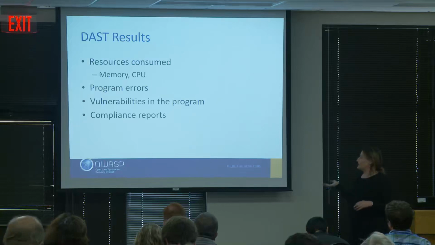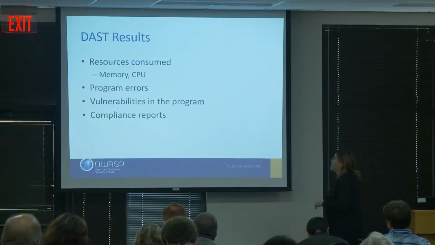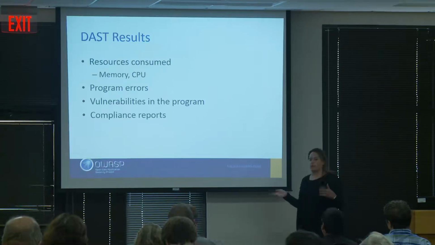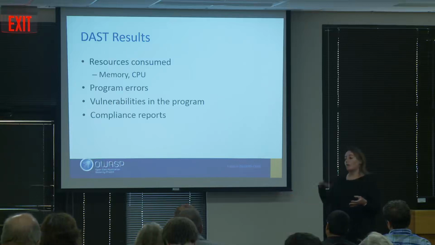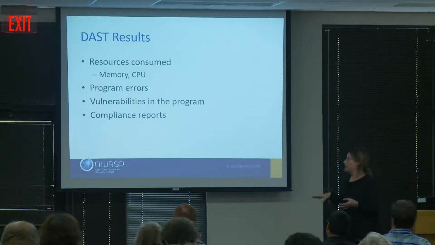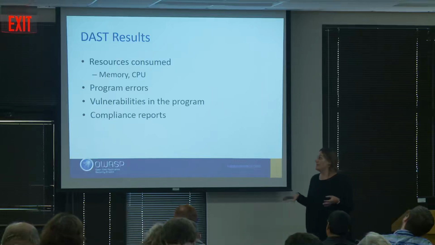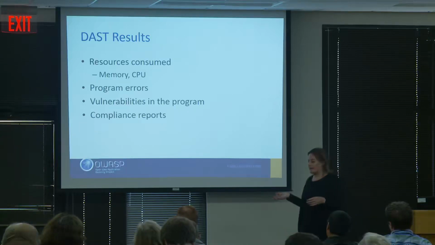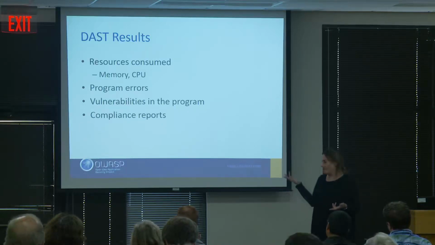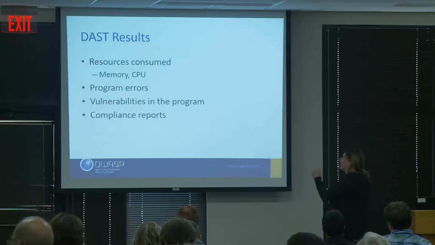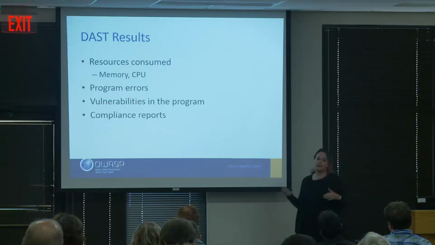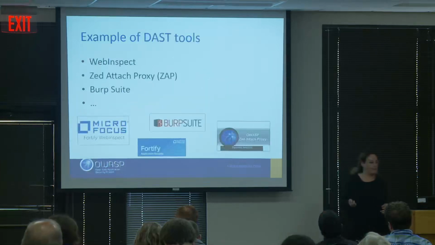So what results do we expect to see from our DAST tools? Resources consumed. You can see how much resource your application uses, memory-wise and CPU-wise, or if a specific module in your application is using too much memory or too much CPU. It might be worrying if you have a module that's consuming too much. It can find program errors, things like division by zero or the Y2K bug, not relevant now, but it used to be, and null pointer references. Again, it can crash your system, so that's a vulnerability. And it can generate compliance reports, because a lot of our systems need to be compliant with standards.